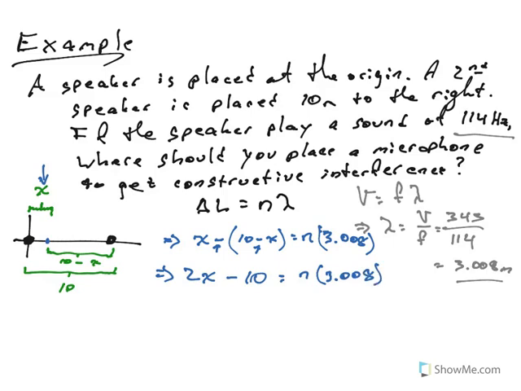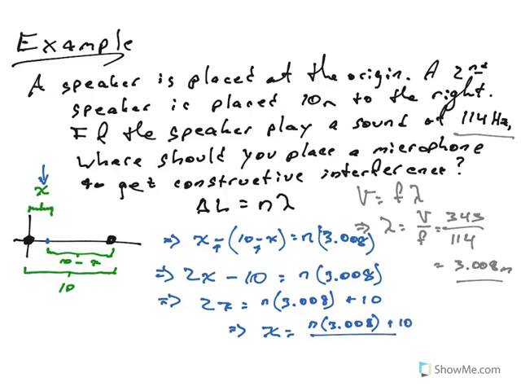Now again, I want to solve this for x. I'm going to bring the 10 over. So I get 2x equals n times 3.008 plus 10. And I want x by itself, so I divide by 2. I get x is equal to n times 3.008 plus 10 over 2.